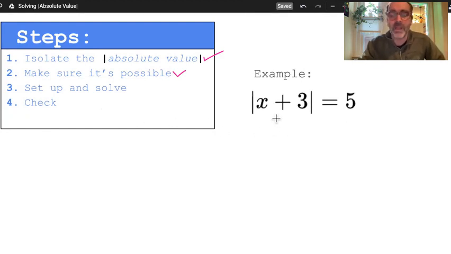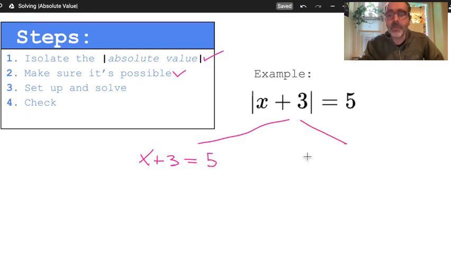So I'm going to set up two equations. On one side, I'm going to break this x plus 3 out of the absolute value bars, and I'm going to make it equal to what it says it's equal to, which is 5. On the other side, I'm going to break the x plus 3 out of the absolute value bars, and I'm going to set it equal to negative 5. Those are my two equations. Let's solve them. All right, x plus 3 equals 5.